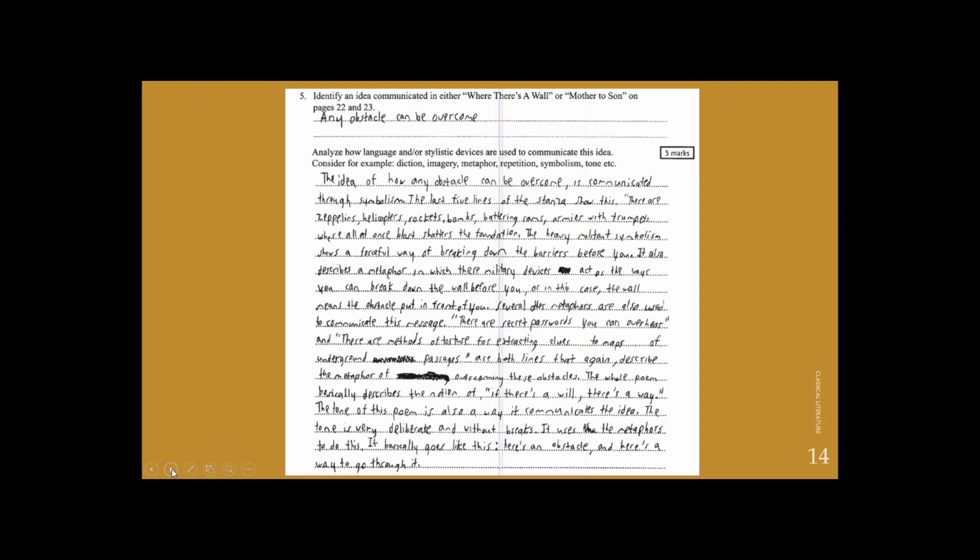The tone of the poem communicates the idea. The tone is very deliberate, without breaks. It uses the metaphors to do this. Here's an obstacle. Here's a way to go through it. So for analyzing these poems, you really have to get into it, look at the way that it's structured, what words do they use, are there images, metaphors, right?